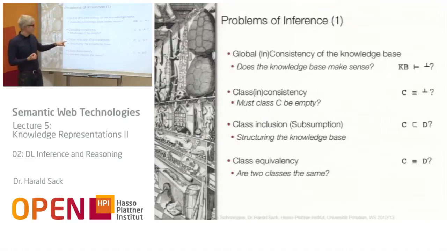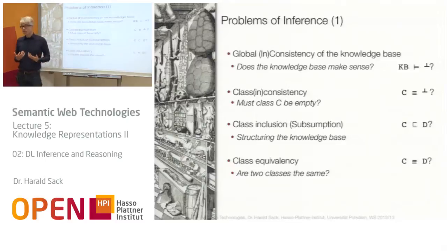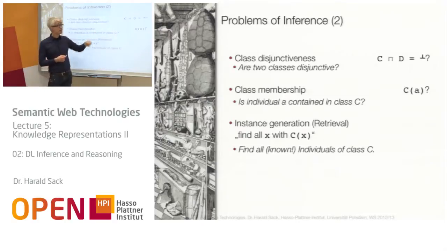And on the other hand, we also can ask, does a class inclusion, this subsumption, C is part of D, does that hold or does it not hold? And also we can ask about class equivalence. Is C equal to D? So are two classes really the same? And if you compare two classes, it might also be possible that these two classes are disjunctive. It means that no individual is at the same time in class C and in class D, and we can ask for that. Are these two classes disjunctive? It would make sense, for example, if you consider the classes male and female, and then you ask, are these two classes really disjunctive?